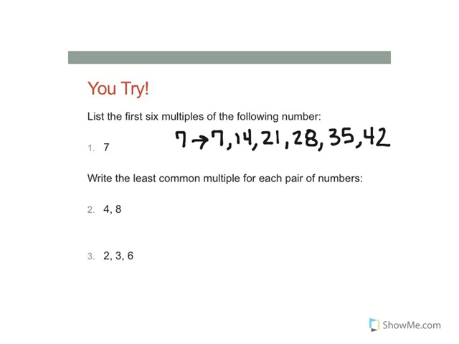Now it says to write the least common multiple for each pair of numbers. For number 2, we have the numbers 4 and 8. So we're going to start by listing the multiples of 4 and 8. We have 4, 8, 12.